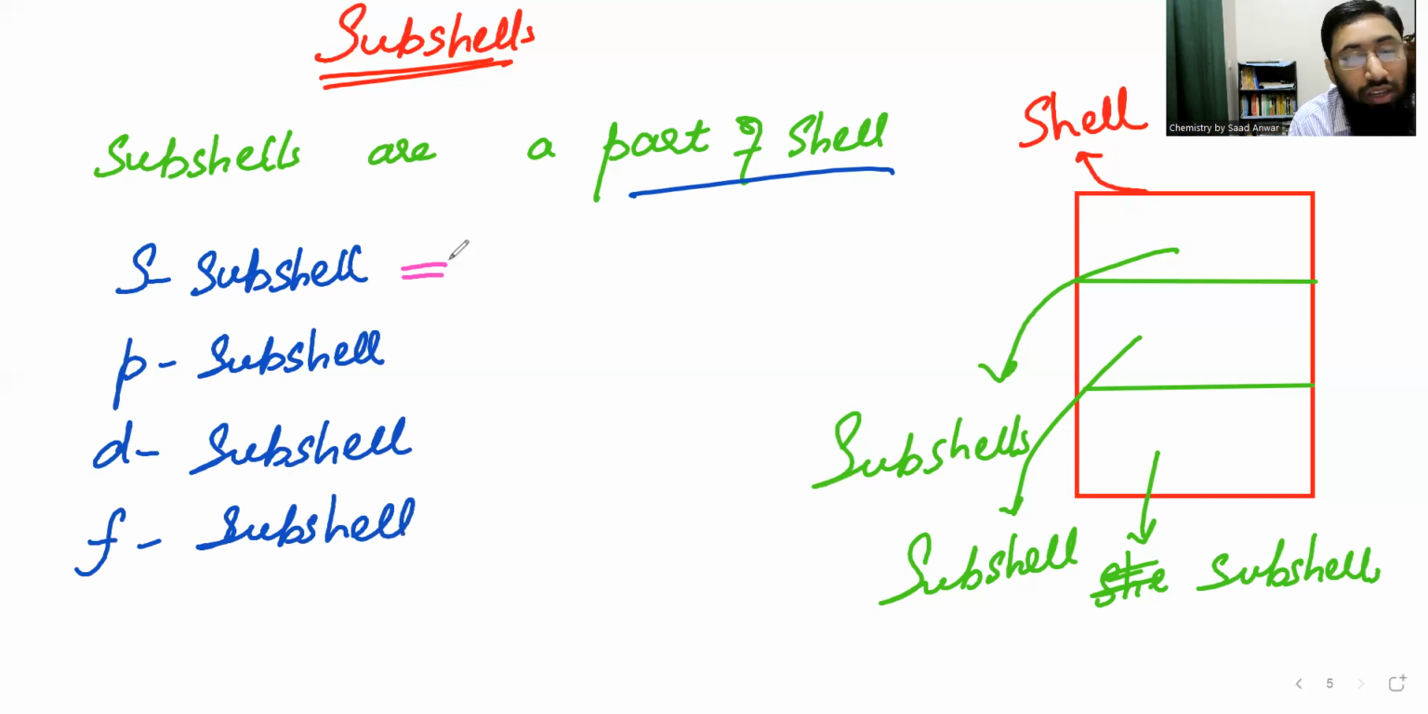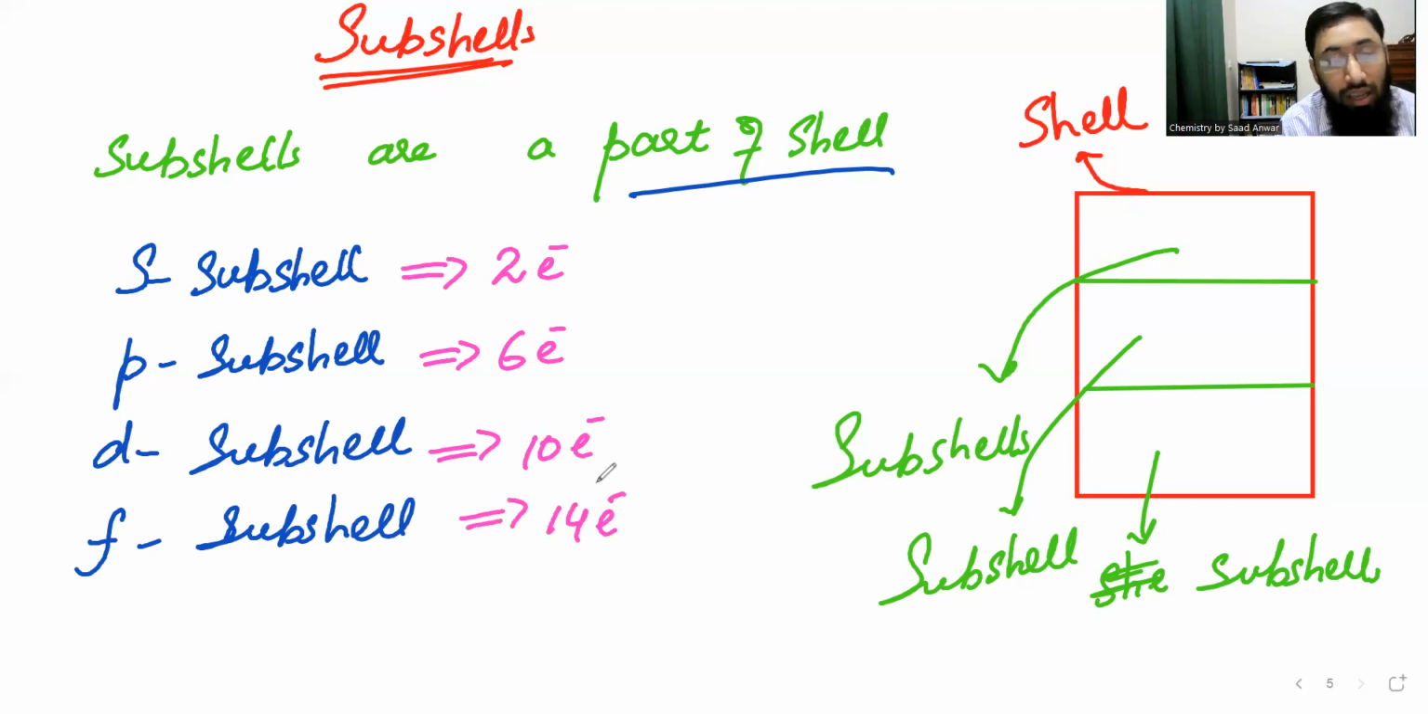The S subshell accommodates a maximum of 2 electrons. The P subshell accommodates a maximum of 6 electrons. The D subshell accommodates a maximum of 10 electrons. The F subshell accommodates a maximum of 14 electrons. Guys, this is the number of electrons which these subshells accommodate.